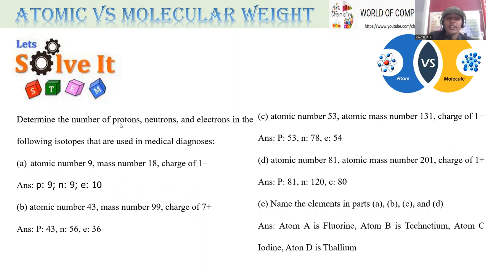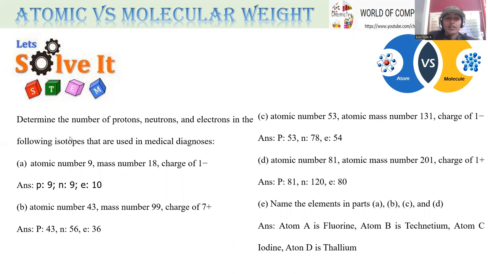For that purpose, how many protons? Atomic number will be the number of protons. Atomic number is 9, so the number of protons is 9. For a neutral atom, the number of protons is equal to electrons. But this is not a neutral atom. Here -1 charge is there, which means one extra electron is there. Protons are 9, and one extra electron means electrons will become 10. Then number of neutrons.